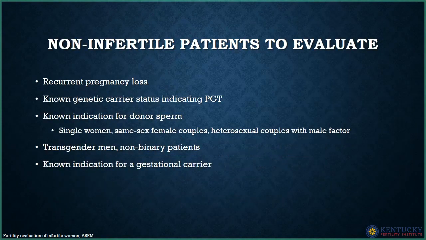There may also be some patients who don't technically have infertility that we'll want to see sooner: patients with recurrent pregnancy loss who are getting pregnant, just not staying pregnant; women or couples that have known genetic risk factors for monogenetic disorders that may be indications for certain types of fertility treatment; women or couples that have indications for donor sperm utilization or use of a gestational carrier. And so for all of those, it's not necessarily going to make sense to require a certain amount of efforts before referring for a workup.